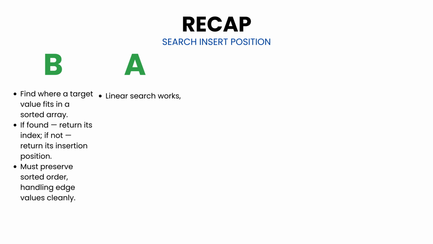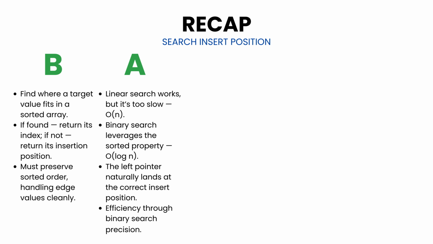Assess recap. We compared a linear scan to binary search. The linear approach works but costs O(n) time. Since the array is already sorted, binary search is the smart move. It cuts the problem down to O(log n) time with constant space. The key detail? When the target isn't found, the left pointer naturally lands exactly where the target belongs.